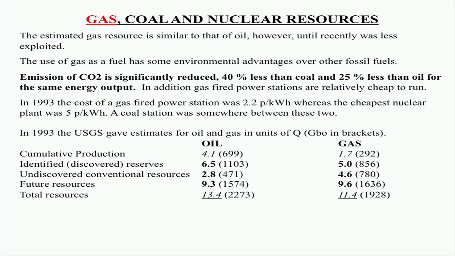Now, back in the 1990s, the US Geological Survey gave estimates for oil and gas in units of Q available. So they looked at the cumulative production, the identified or discovered reserves, the undiscovered conventional resources, future resources, and then total resources. So these values are in Qs, these are gigabarrels of oil in the brackets. But what you can see is that the total resources are not that different. They're very similar.